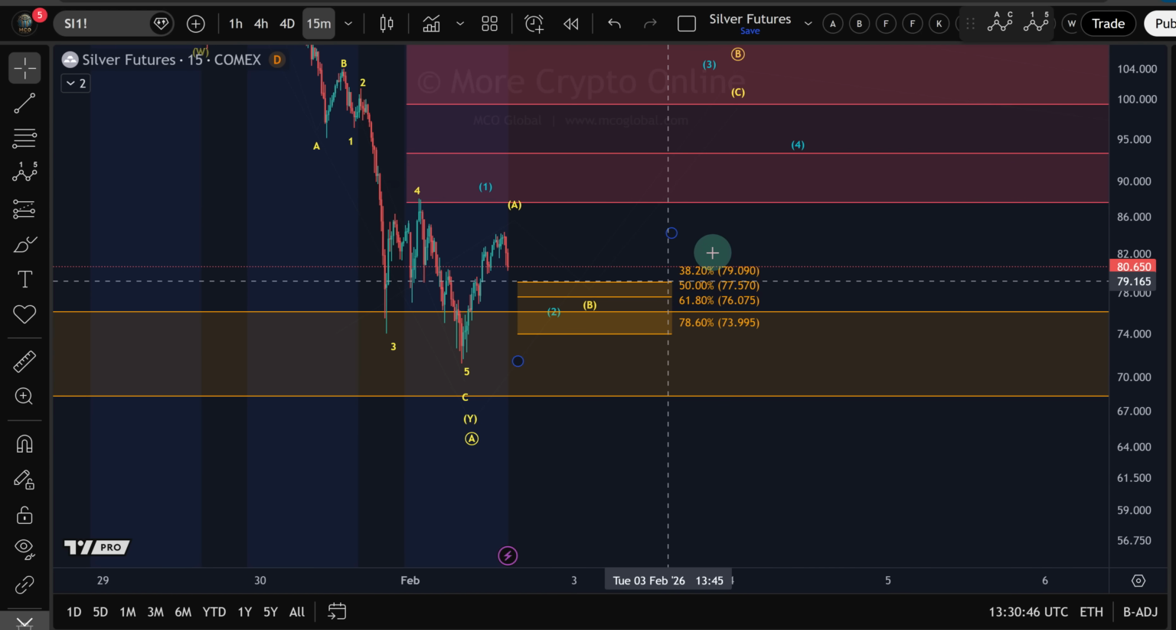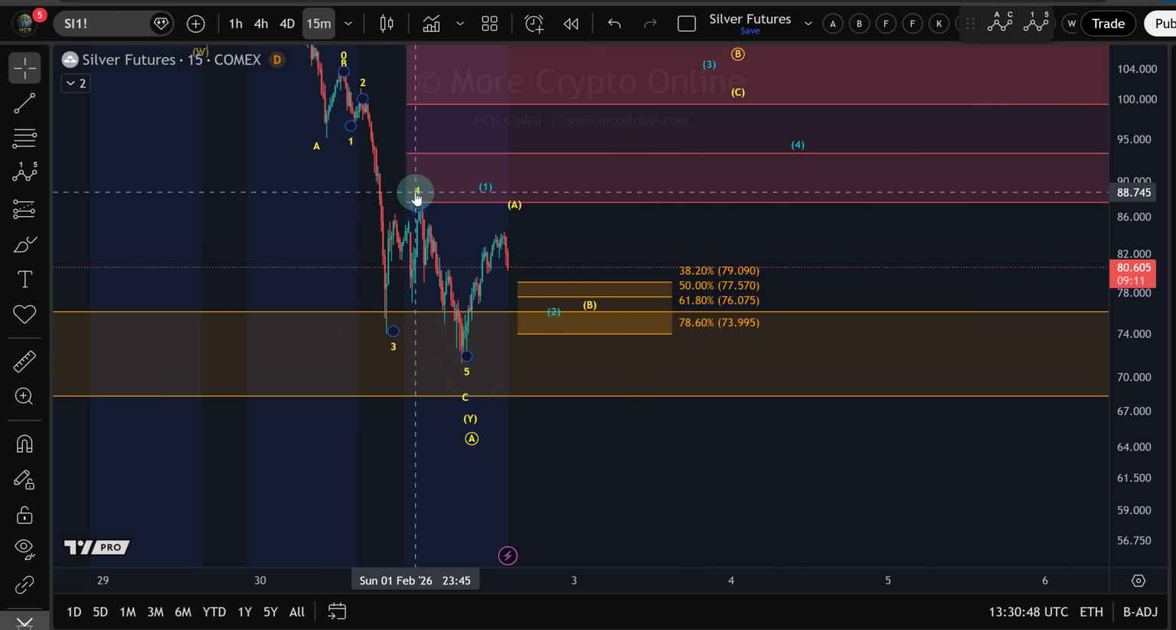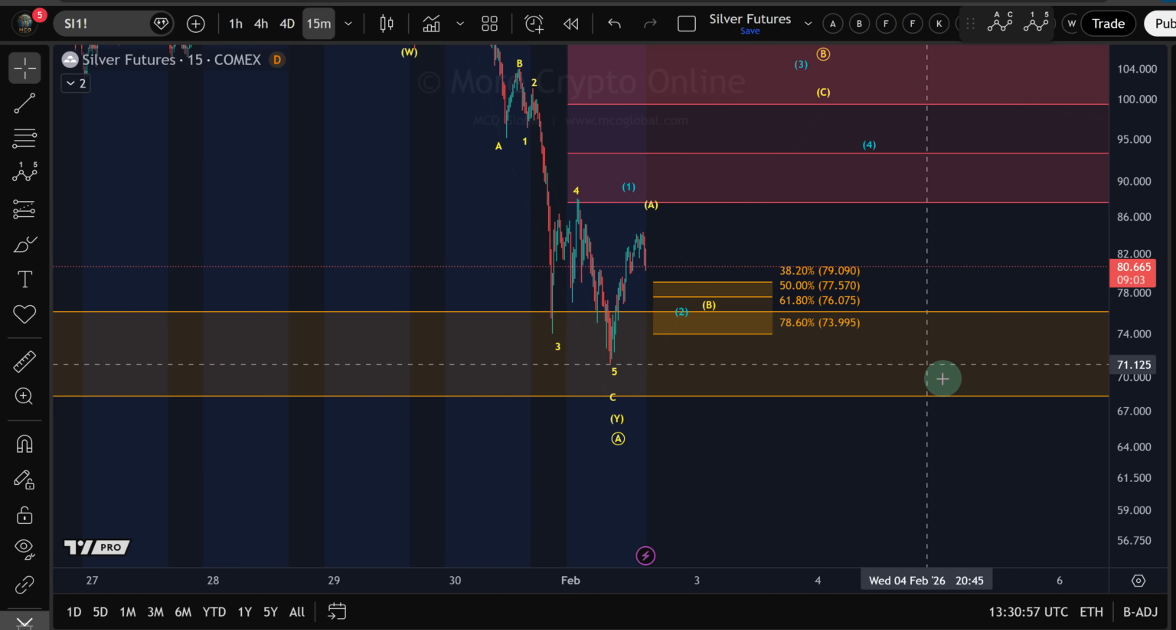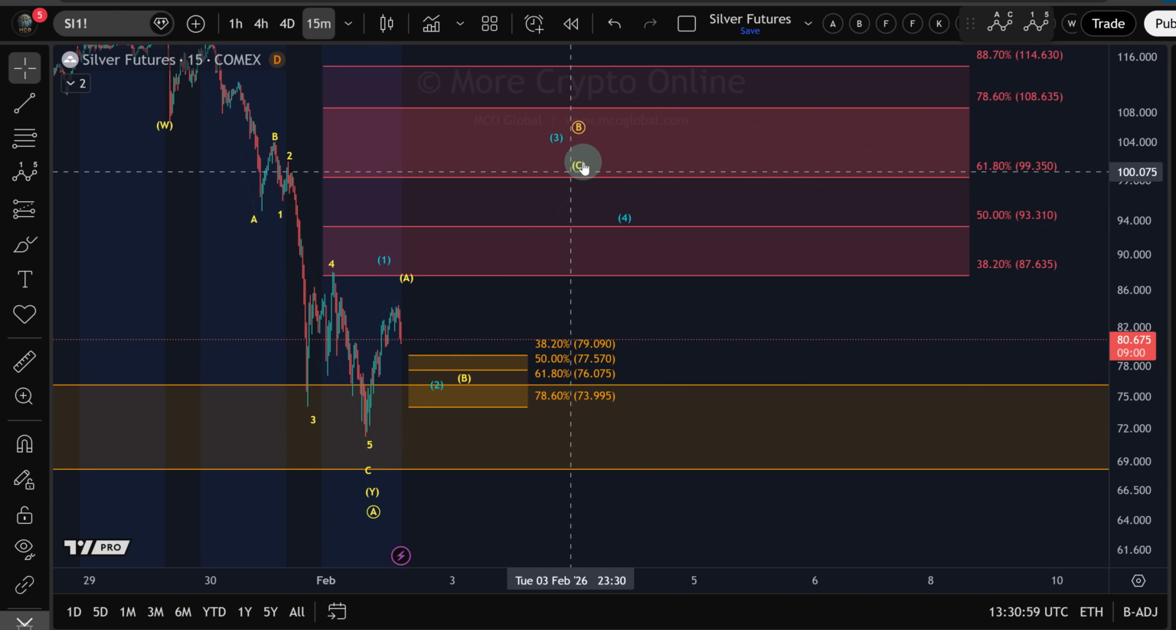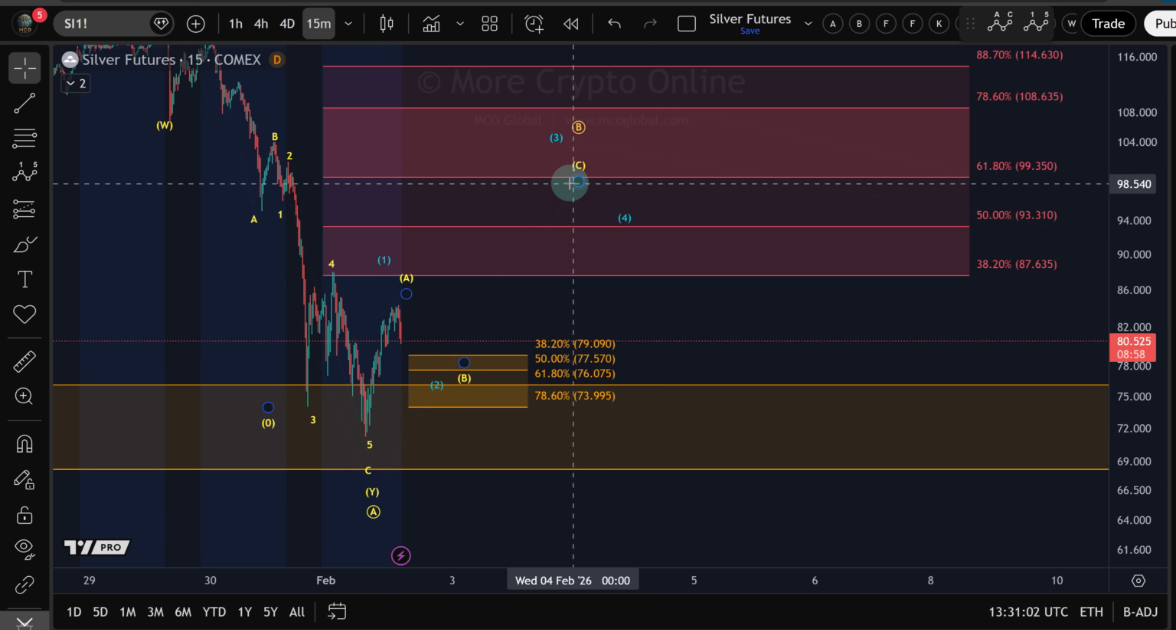I think the focus today has to be on this micro support area as well as on the last swing high, which formed here on Monday, overnight basically, because when the bulls can drive the price above this last swing high, then we have a confirmation that the C wave up has likely started. So yeah, that's the update on silver.